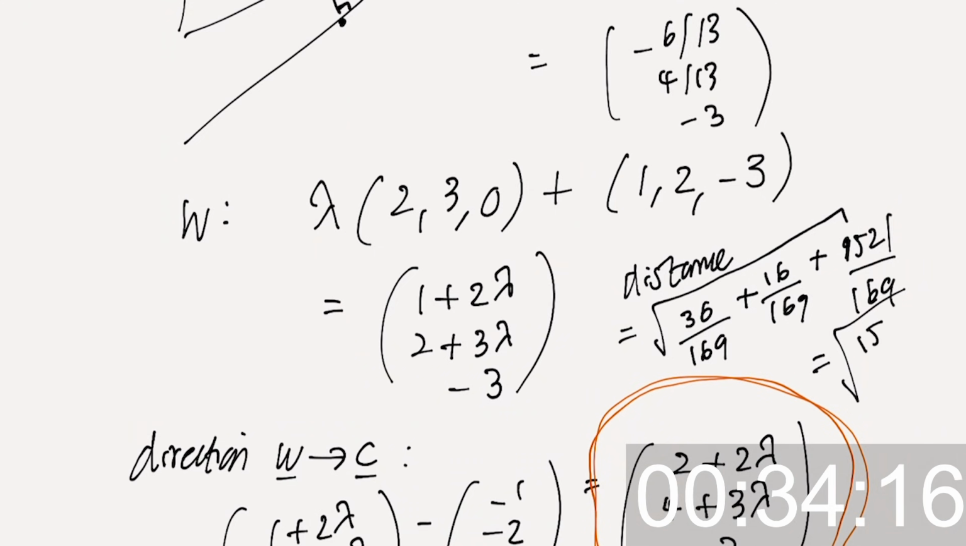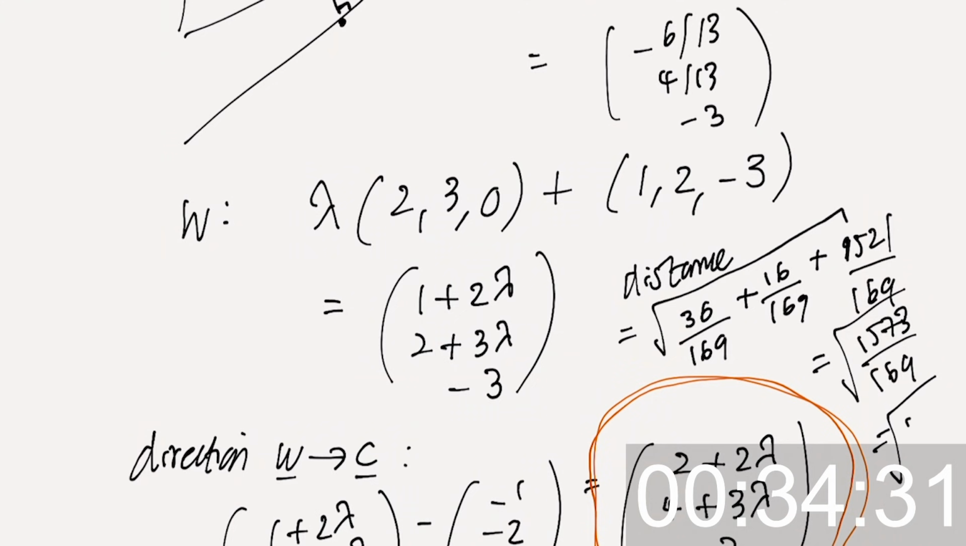So I think the answer is root 1573 over 169. I don't know if that's going to simplify or not. Ooh, calculator gave me the answer. So it says it's 121 over 13, so I'm going with that. So it's the square root of 121 over 13.